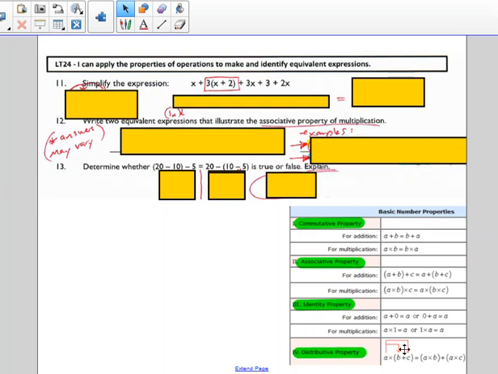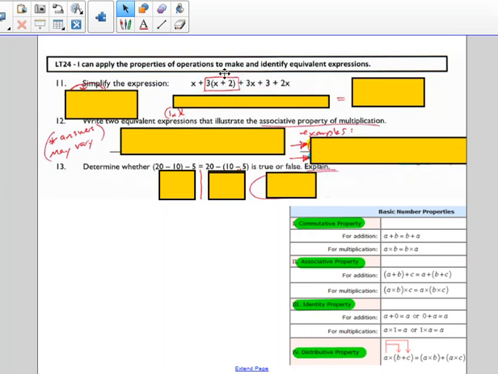Now, we've known these for years. You've known these for years. This is not new information. We're just giving names to things that we already know. So let's go to number 11, simplify the expression. Well, simplify means here, combine like terms. Bring the things together that you can bring together.